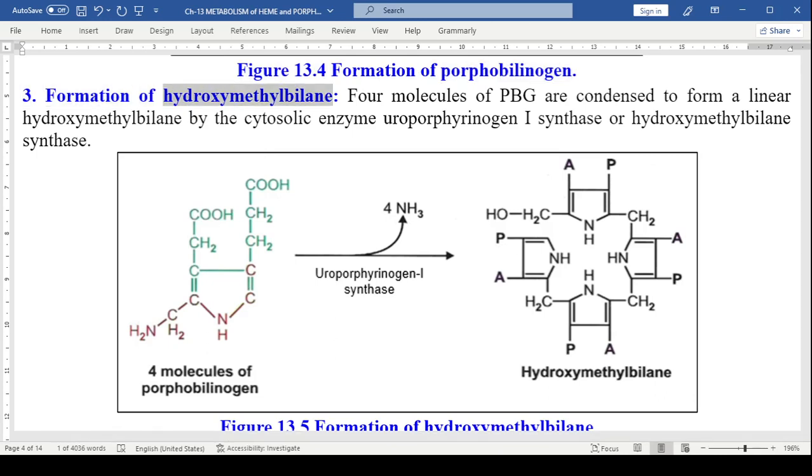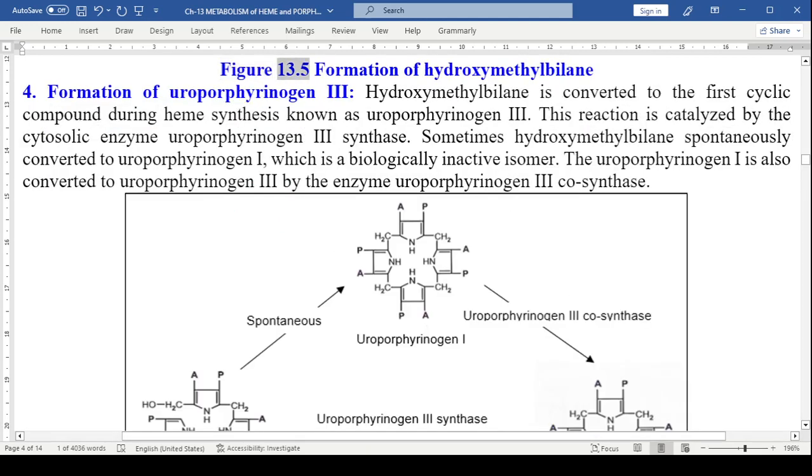3. Formation of hydroxymethylbilane. 4 molecules of PBG are condensed to form a linear hydroxymethylbilane by the cytosolic enzyme uroporphyrinogen I synthase or hydroxymethylbilane synthase. Figure 13.5 Formation of hydroxymethylbilane. 4. Formation of uroporphyrinogen 3. Hydroxymethylbilane is converted to the first cyclic compound during heme synthesis, known as uroporphyrinogen 3. This reaction is catalyzed by the cytosolic enzyme uroporphyrinogen 3 synthase.